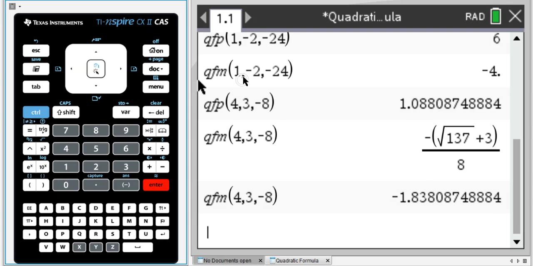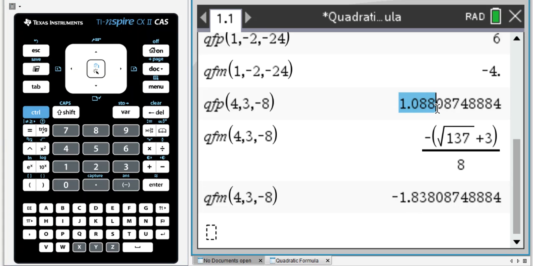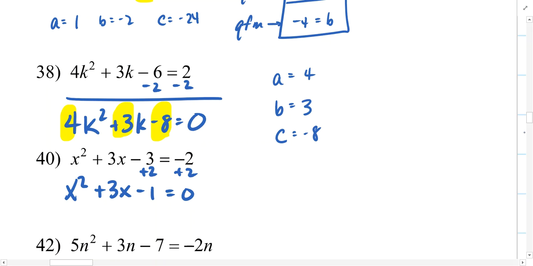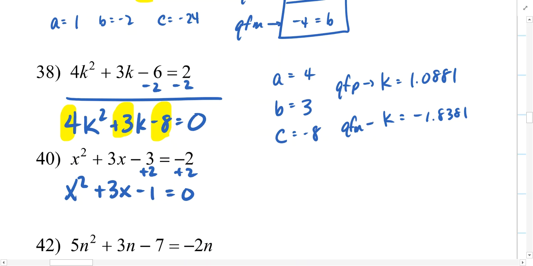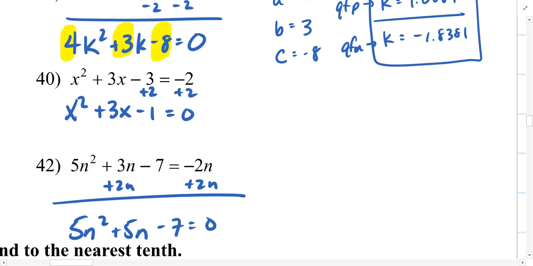On my calculator on screen, since it's the advanced version of our calculators in the classroom, I have to keep pressing Control-Enter in order to get decimals. I think your calculators are set up so that that's not the case. Now, if you recall, I prefer to see 4 decimals as part of my answer, and we'll round to this 4th spot. So K is equal to 1.0881, and K is equal to negative 1.8381. This was the result from the quadratic formula plus, and this was the result from the quadratic formula minus. Those are the two solutions we're after.